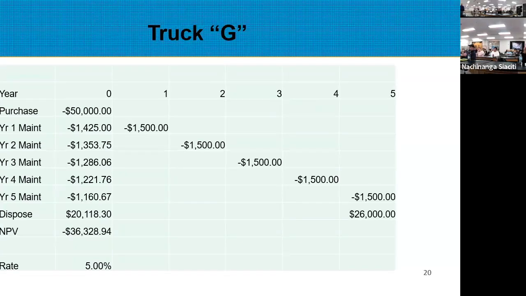Let's take a look at the other truck, truck G. Again, purchase price $50,000. Not the same. Maintenance, roughly the same. And this one, on the other hand, has a sales price of $26,000 when you sell it at the end of the time that you had it. Again, rate of 5%. In this case, your net present value is $36,000. So, a little different.